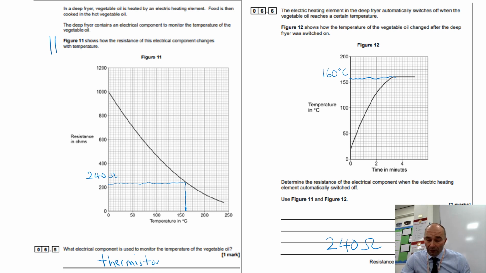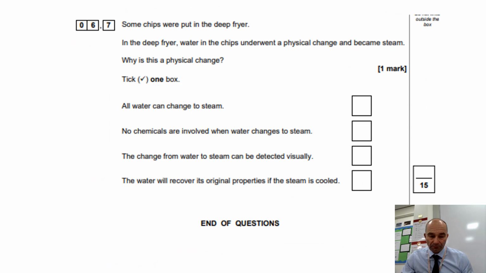Not quite sure why they give you so much space to write, because you're actually going to draw on your graph. And again, drawing on the graph, your examiner will look at that, and that's where you'll get your marks from. So 1 mark for establishing 160 degrees centigrade, the second mark for getting 240 ohms of resistance. Well done if you got that one.